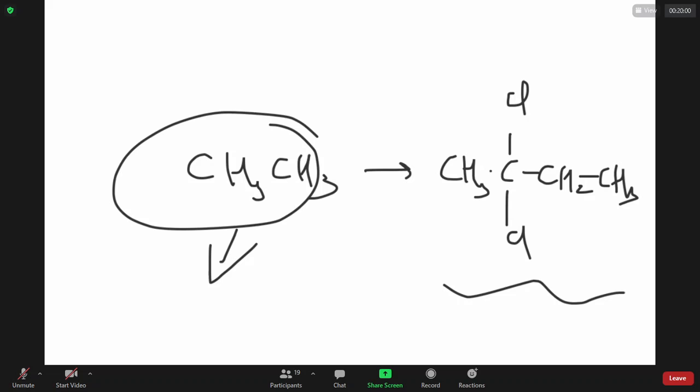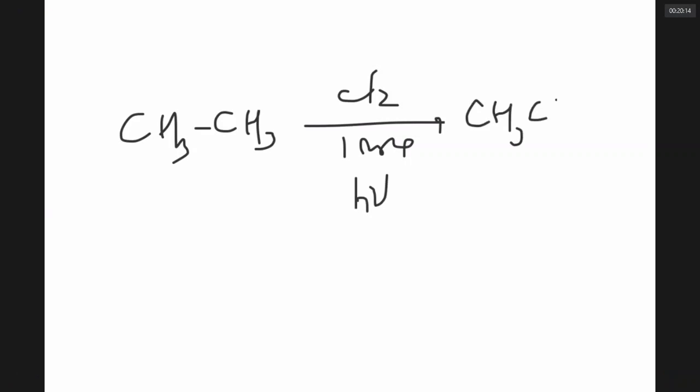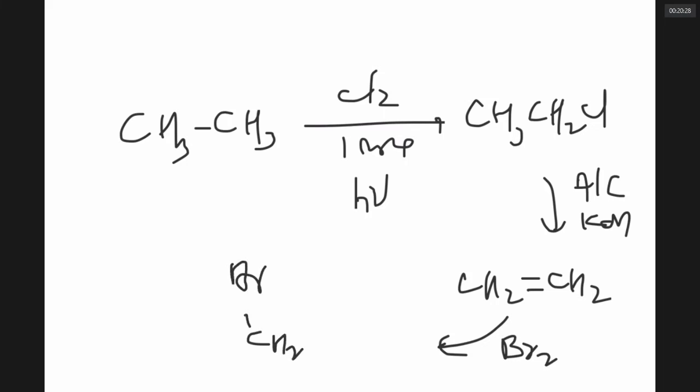My target is to convert ethane to 2,2-dichlorobutane. Remember that. You take ethane, react with 1 mole of chlorine in presence of light. You get monochloroethane or chloroethane. When chloroethane is treated with alcoholic KOH, I will be getting ethene. When ethene reacts with bromine, the red color disappears, you get 1,2-dibromoethane.